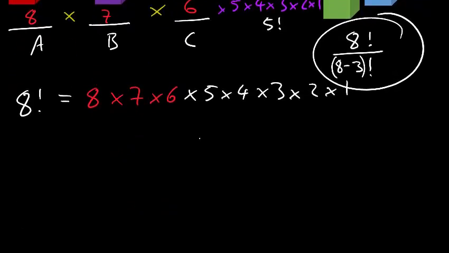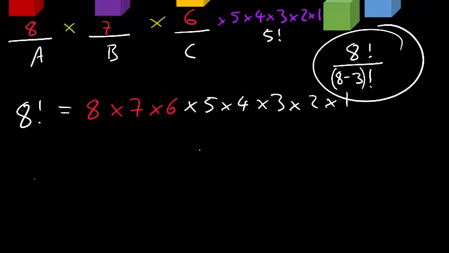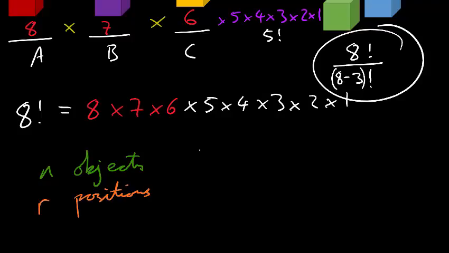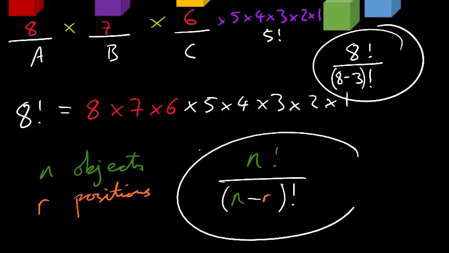So if I wanted to do this generally, if I had n objects, but I only had r positions to fill, then the number of ways of arranging those n objects into those r positions is just n factorial divided by n minus r factorial. So that's the number of ways of arranging it.